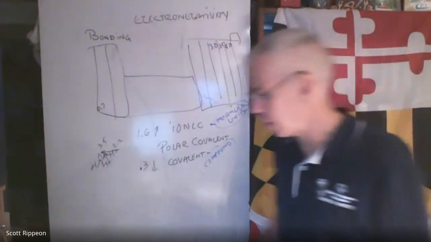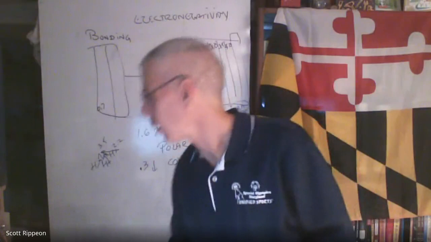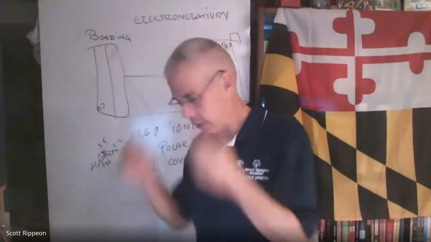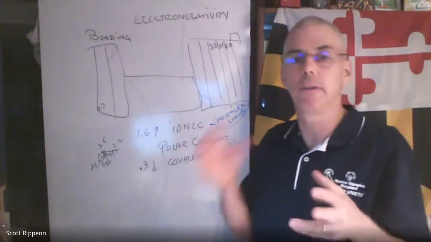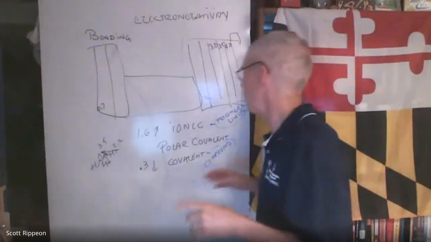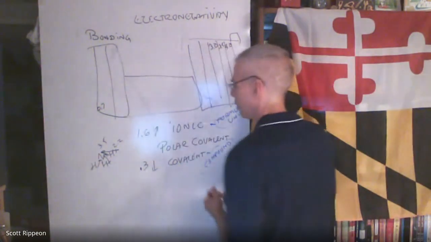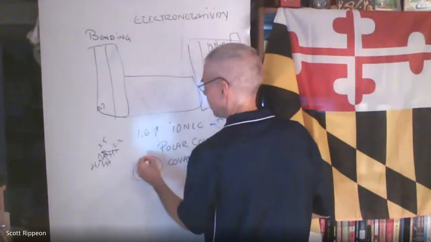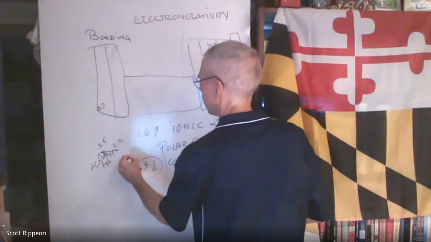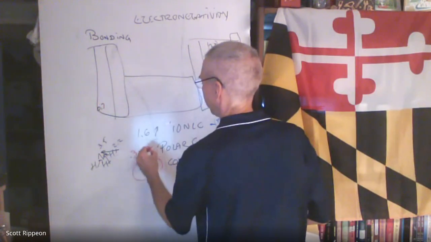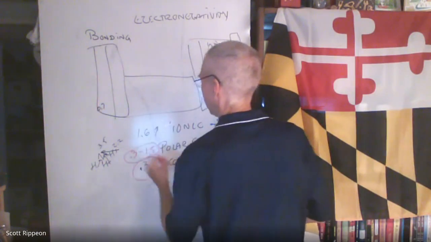Wait, what was the difference between the polar covalent and the regular covalent? As far as the number or as far as the physical difference? Both. The number: anything that's 0.3 or smaller is considered covalent. Anything from about 0.3 to about 1.5, someplace in that range, is polar covalent.